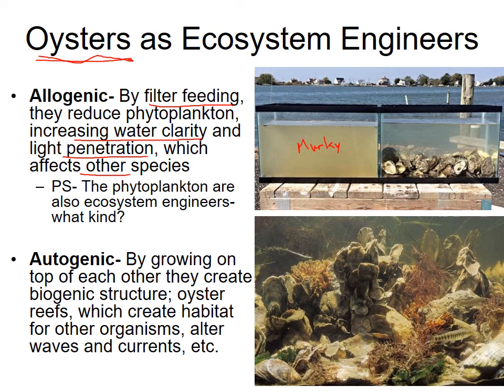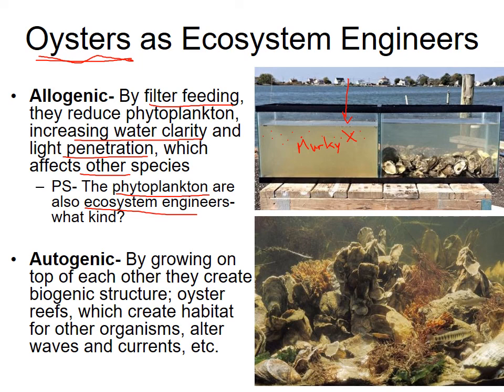And then the phytoplankton themselves, oddly enough, are also ecosystem engineers, but they would be autogenic ecosystem engineers because it's the phytoplankton bodies themselves, just by being there, that are blocking the light from getting into this environment. So even the phytoplankton themselves are an ecosystem engineer because they're reducing the availability of light for whatever might be trying to grow on the bottom.